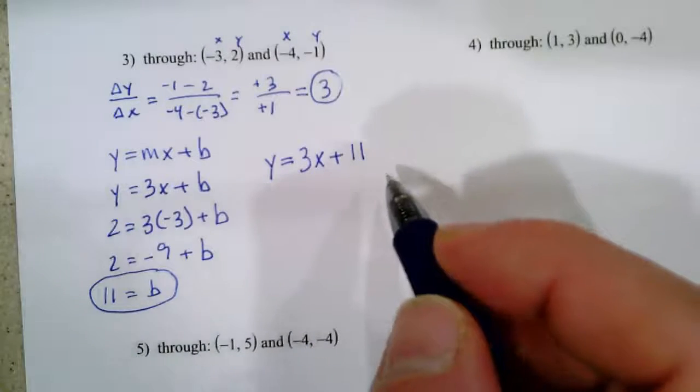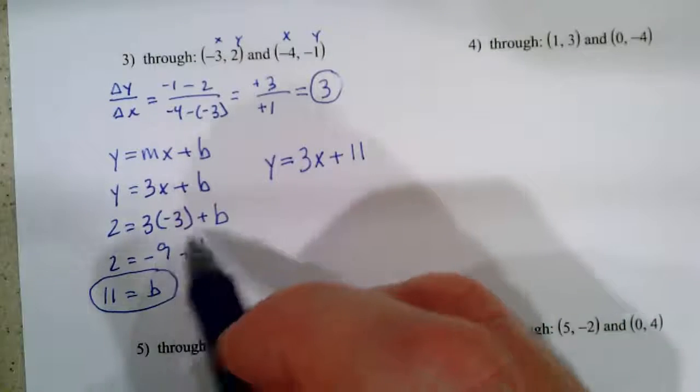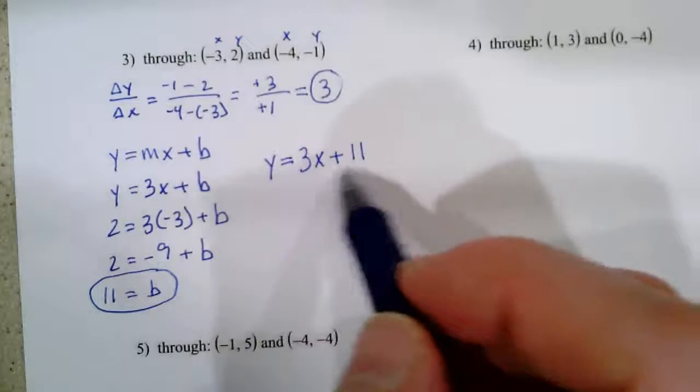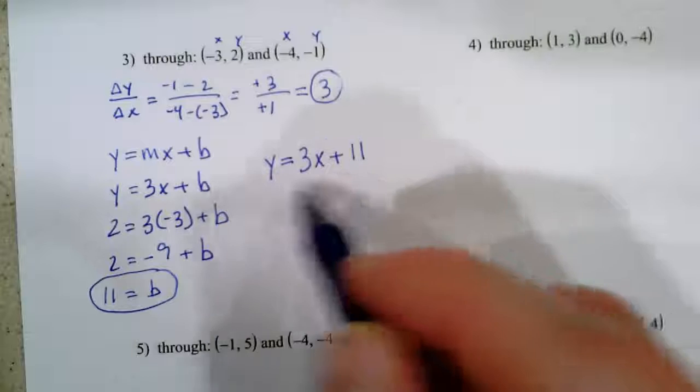By the way, if you wanted to check to make sure your answer was right, take the point that you didn't use to find the slope and substitute those numbers into your equation. If you get a true statement, it's correct. You've done the equation correctly.